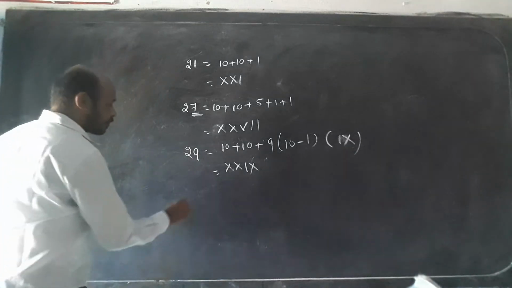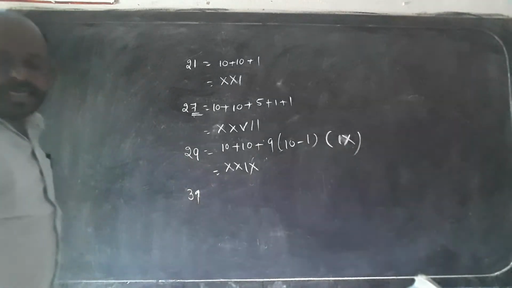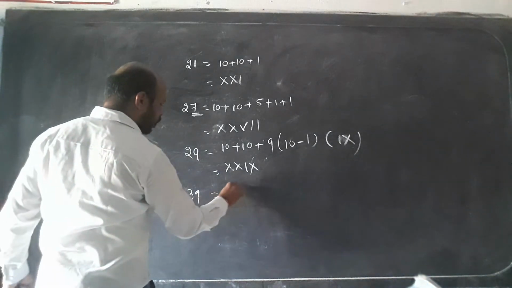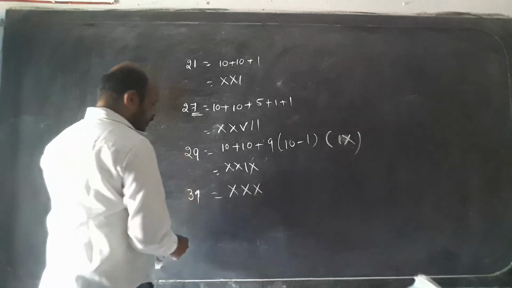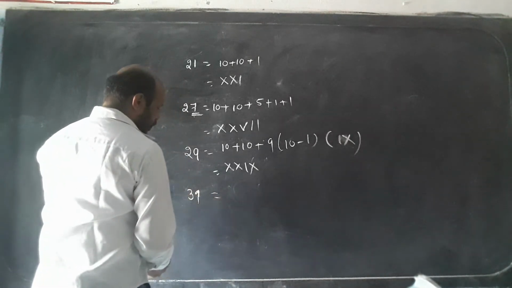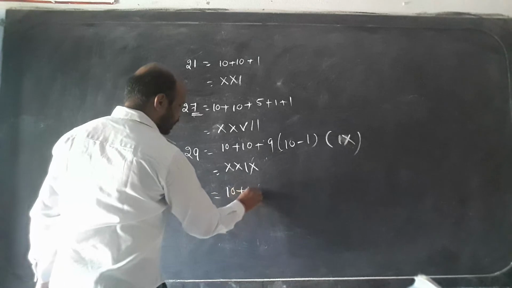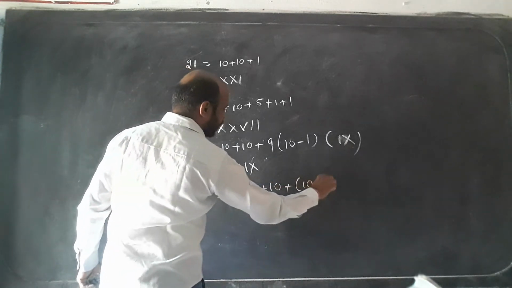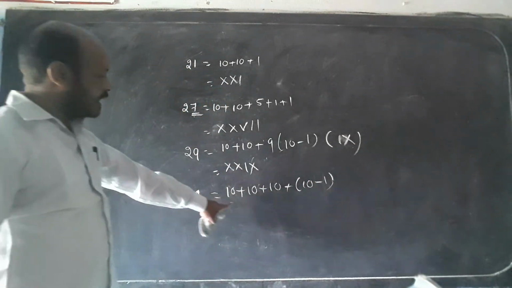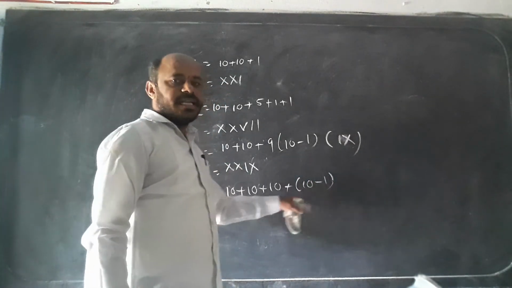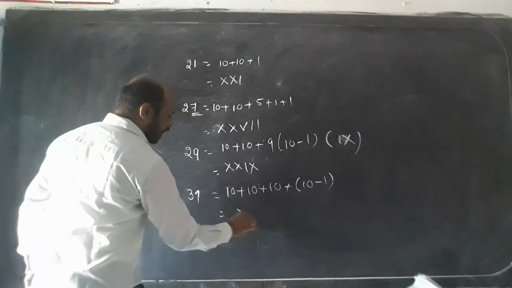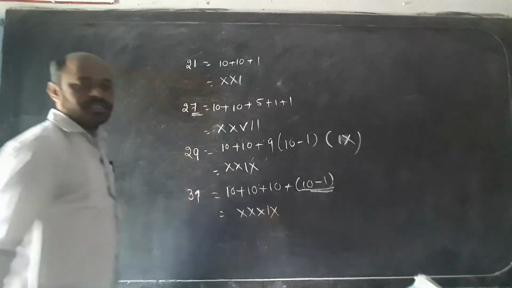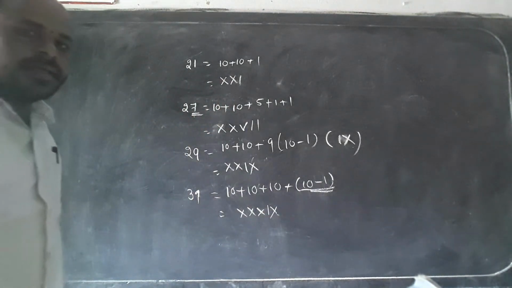Okay, next one, 39. How to write 39? See, children. Same as the previous one. XXX is 30, plus 10 minus 1 is 39. 10 plus 10 plus 10 is 30, 10 minus 1 is 9, so 39. See here, XXX, then IX. This is 39.